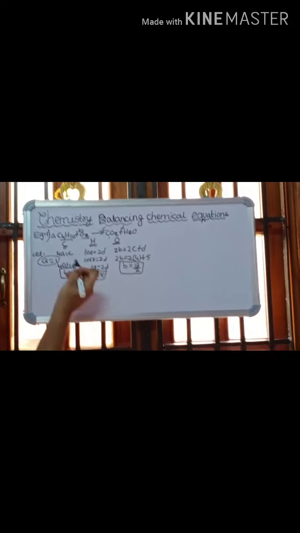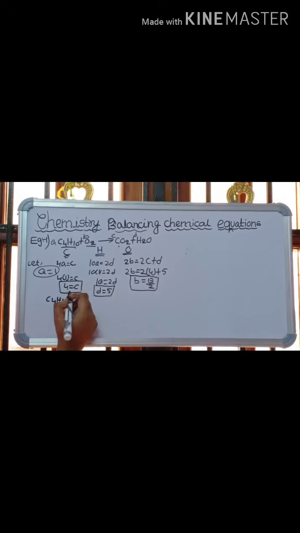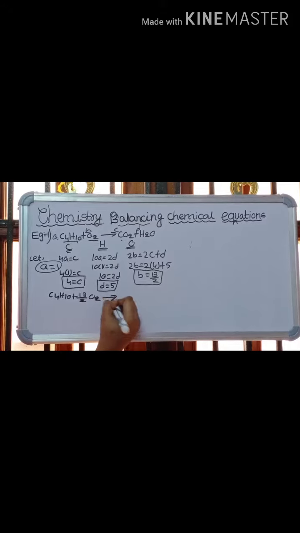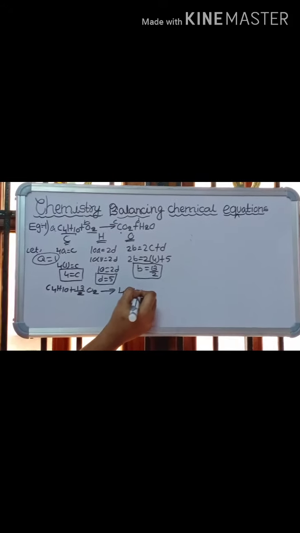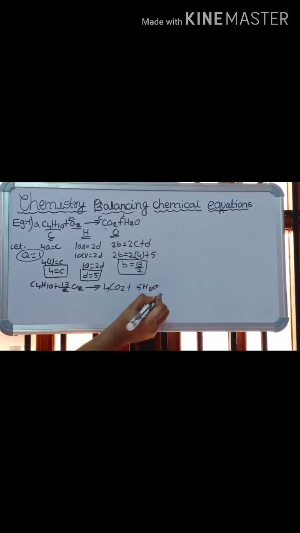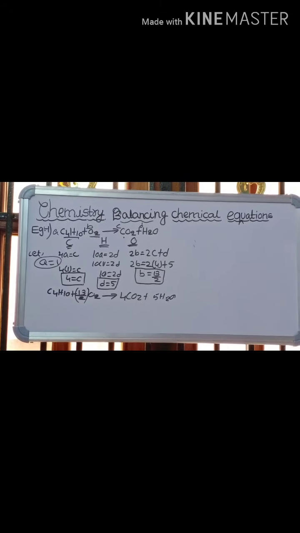Okay. So A, C4H10. What is the value of B? That is 13 by 2. O2 gives rise to, what is the value of C? 4. 4CO2. And what is the value of D? 5. 5H2O. And here the equation is in numerical form.